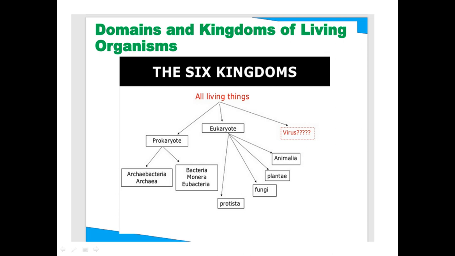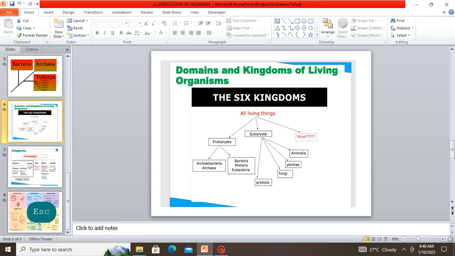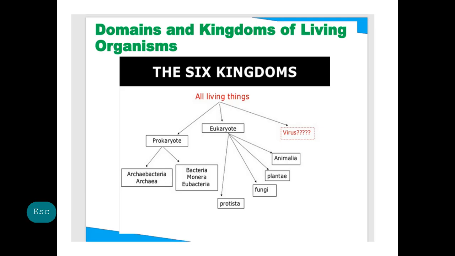The difference between prokaryotes and eukaryotes is that eukaryotic organisms have membrane-bound organelles, whereas prokaryotic organisms have non-membrane-bound organelles. So every living organism on Earth can be a prokaryote, eukaryote, or virus.